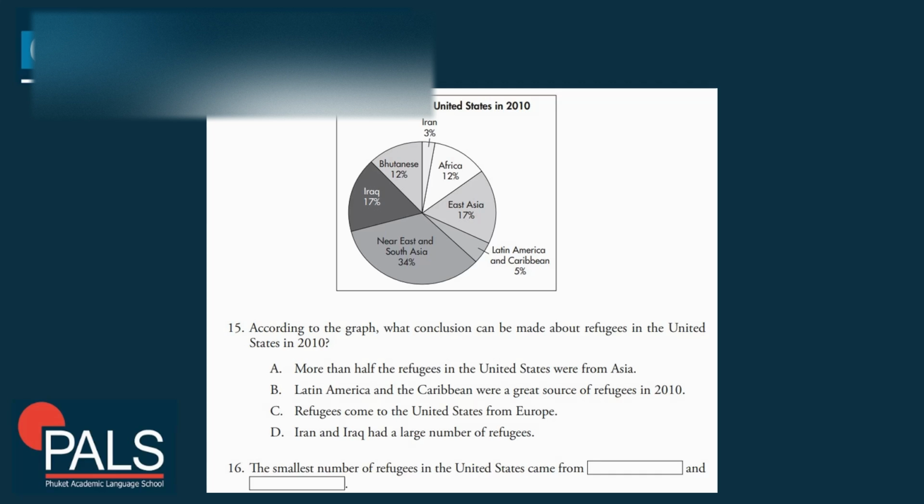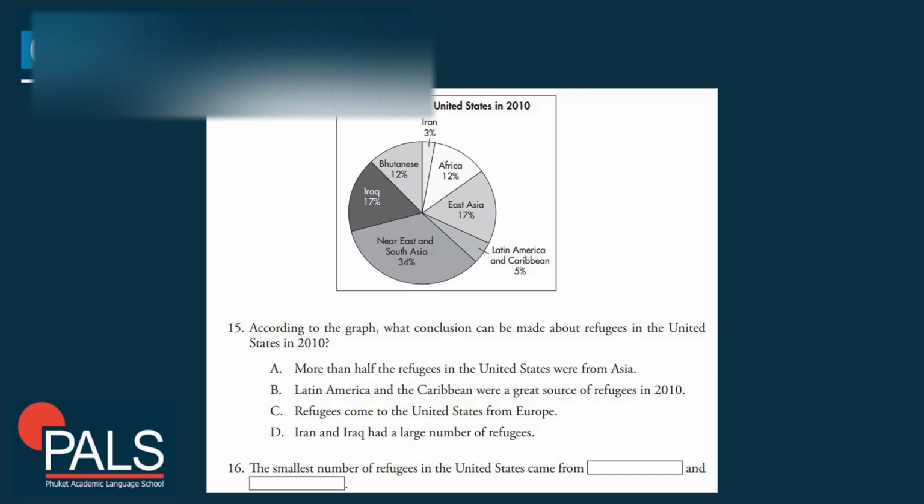Number 16 is quite easy. It's just filling in the blank. We look for the information on the chart, on the graph. The smallest number of refugees in the United States came from, we're going to say where. Go ahead and work it out on your own. Pause the video if you need more time.